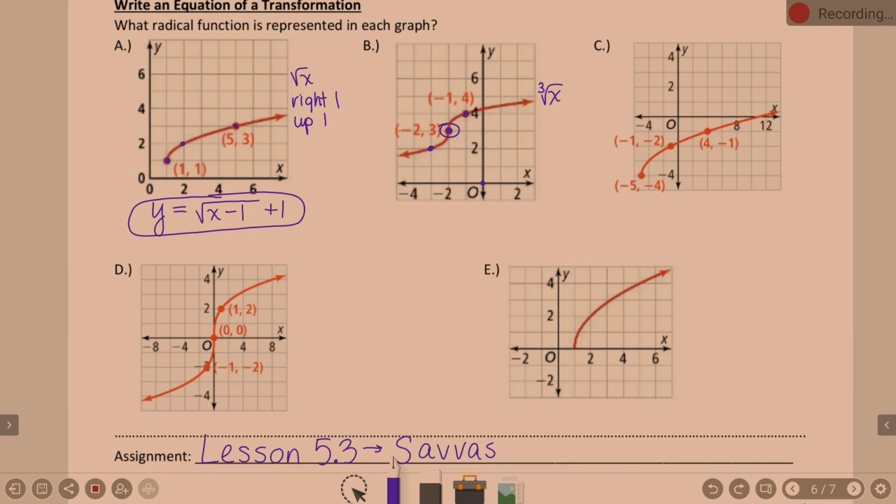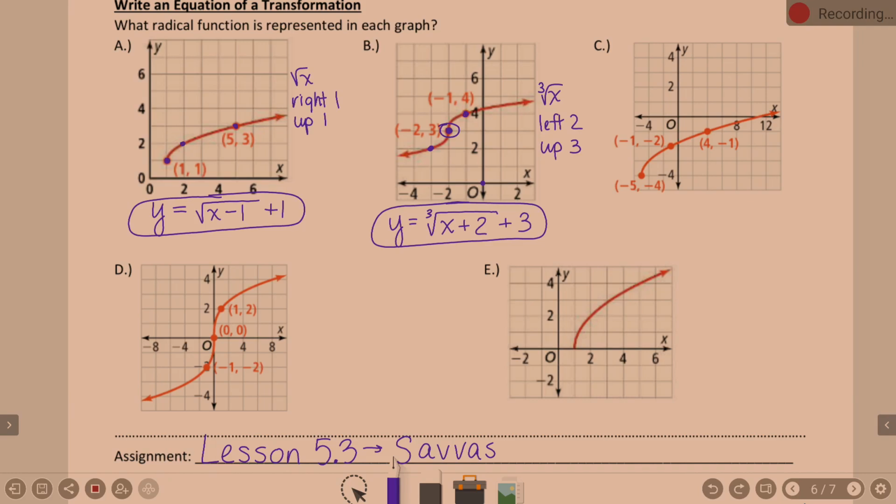So where does this graph move? It moves left 2, up 3. Okay, y equals, don't forget this time we're starting with cube root of x. What goes under the radical? Left 2 is plus 2 under the radical. Up 3 is plus 3 outside the radical. Good. It's not as bad as it looks, is it?